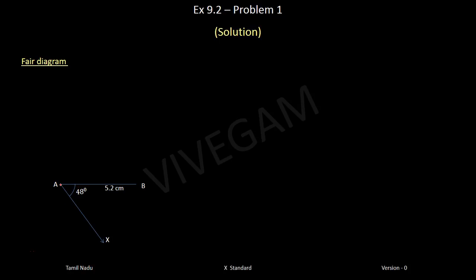Now you draw another line AY, which is perpendicular to AX, which means angle YAX is 90 degrees. So you are drawing a line AY which is perpendicular to AX, that is 90 degrees.